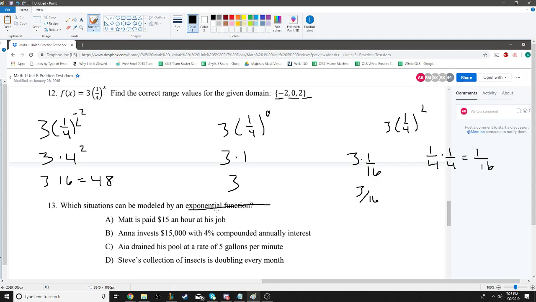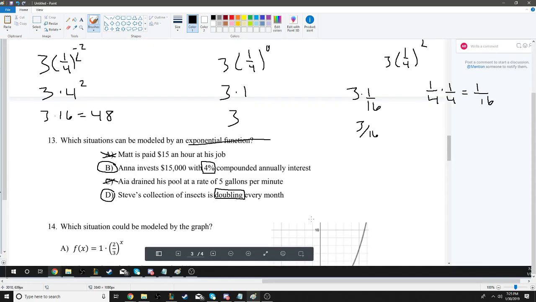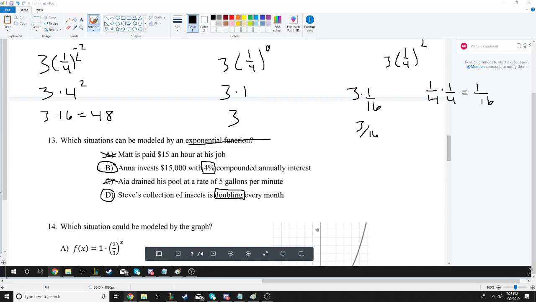Next, exponential function. This is not exponential. This one is exponential because there's the percent in the problem. Percent's the giveaway. This is not exponential. D is exponential because it uses the words doubling. Next problem.